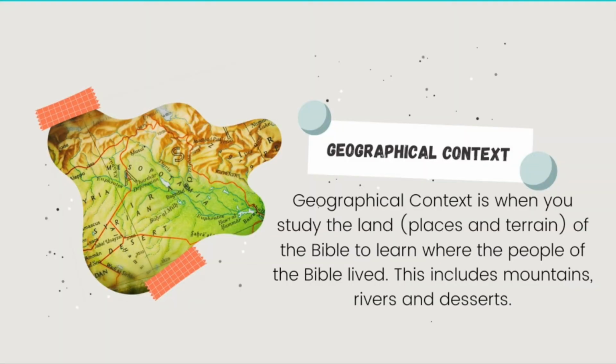What is geographical context? Geographical context is when you study the land, that means the places and terrains of the Bible, to learn where the people of the Bible live. This includes mountains, rivers, deserts. Maps are a great resource to see where people live, where they travel to.